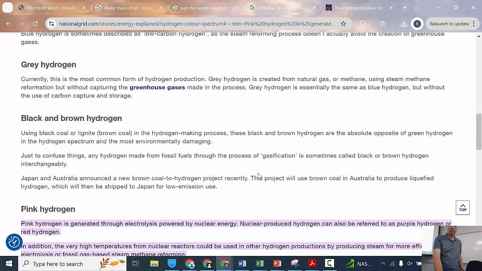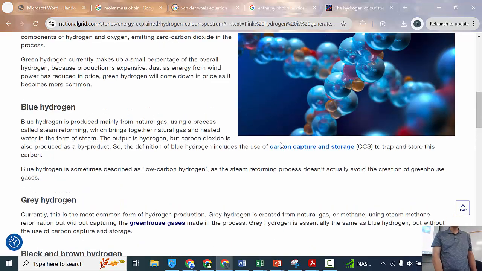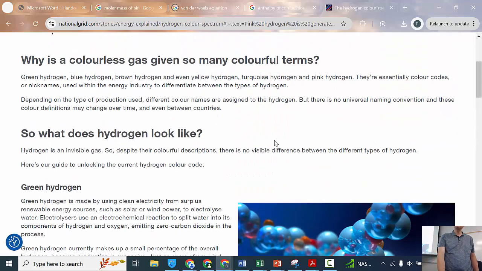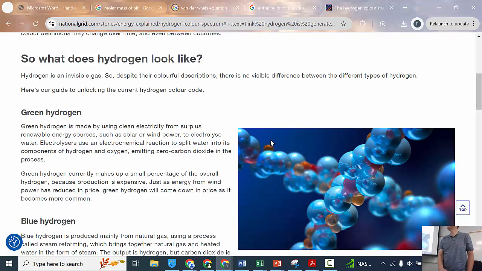Does hydrogen actually light up differently? No, this is the exact same hydrogen. You can't tell the difference. Once you have pink hydrogen or purple hydrogen and green hydrogen, they're exactly the same. It's just H2. It's just how it's made.